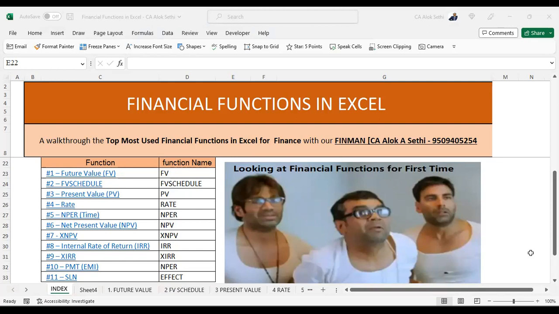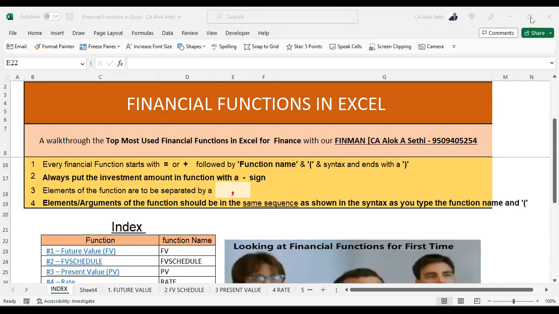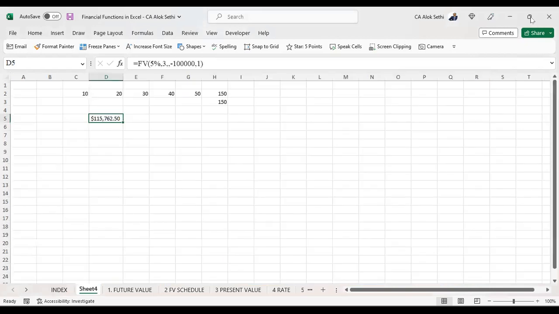Now let me take this query first. So how can you change this? The query was, whenever you're writing, suppose let me go to this sheet, and here I'm getting a dollar. Okay, I'm also getting a dollar over here. I want to change into INR. How to convert this into INR?